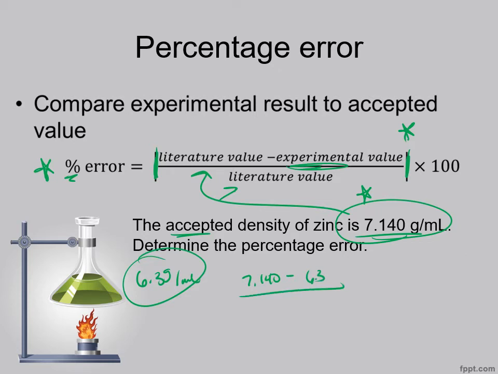Divided by 7.140, absolute value bars, times 100, and we're going to get a percentage error of, looks to be just about 0.118 times 100, 11.8, or just about 12% error. So we were off by about 12% in this experiment in which we found the density of zinc. Again, this is a formula that you need to memorize: literature minus experimental divided by literature times 100.